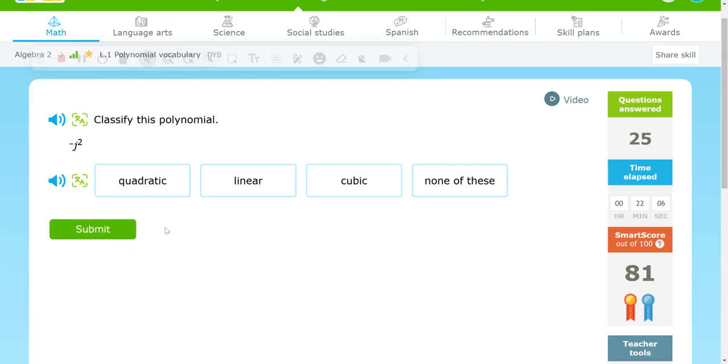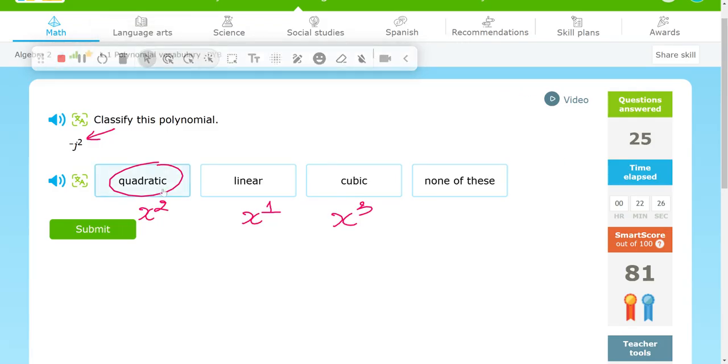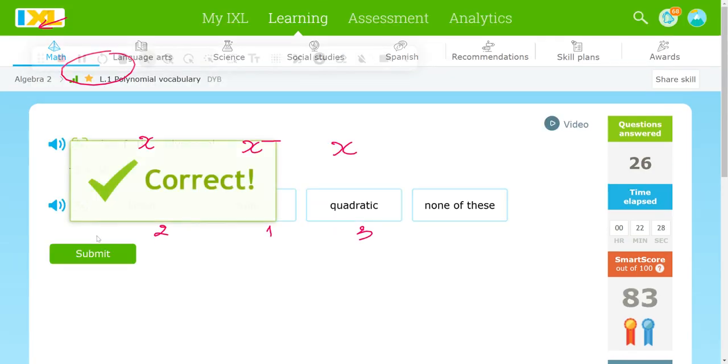Okay, so again over here, you can see this is power 2, is that right? Power 2, so I would choose quadratic. Power 2 is quadratic, linear is power 1, cubic is power 3. So I choose quadratic, submit.